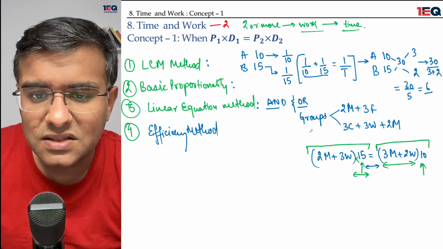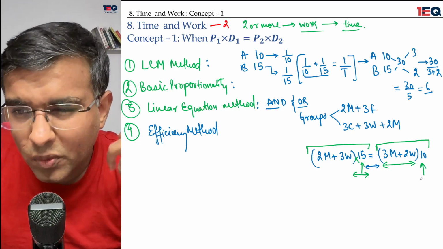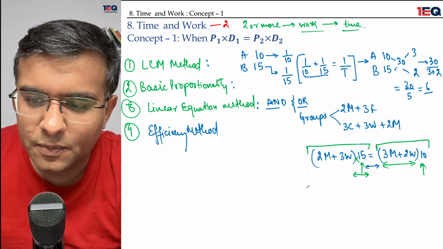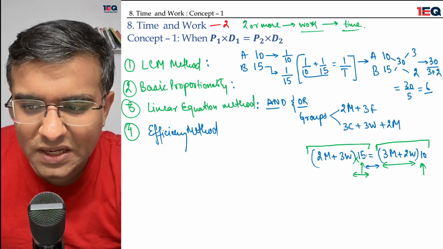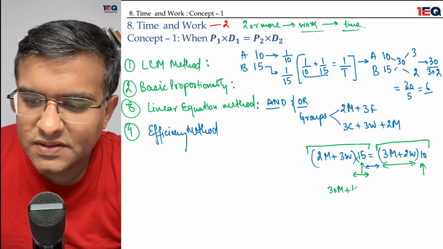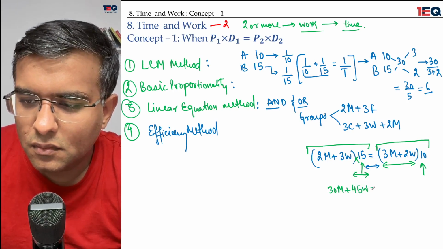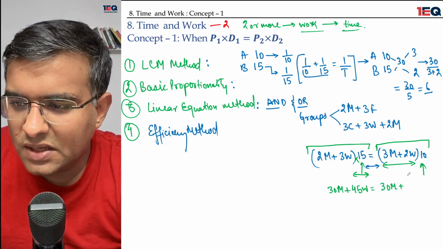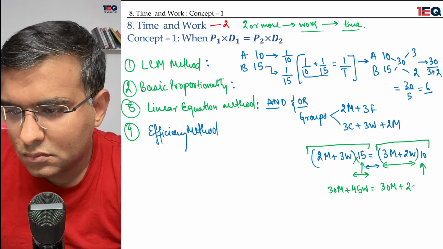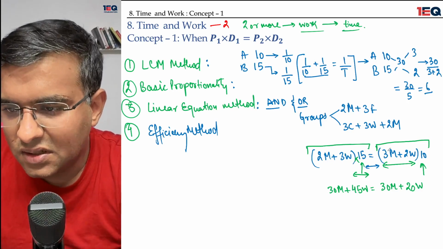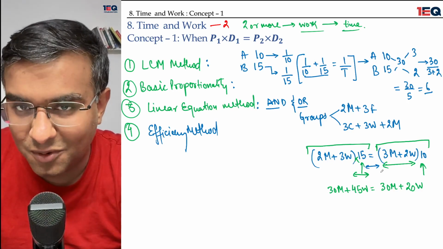Okay, so this is the linear equation method. What do we get out of the linear equation method? I'll tell you. Firstly, let's quickly solve this. It says 30 men plus 45 women is equal to 30 men plus how many? 20 women. Okay, so this is a classic case of me committing a small blunder.